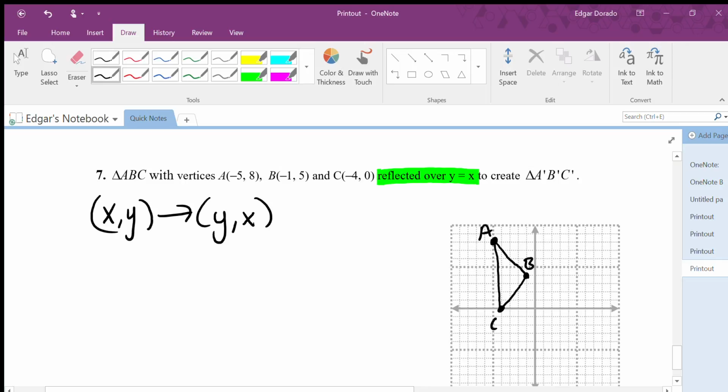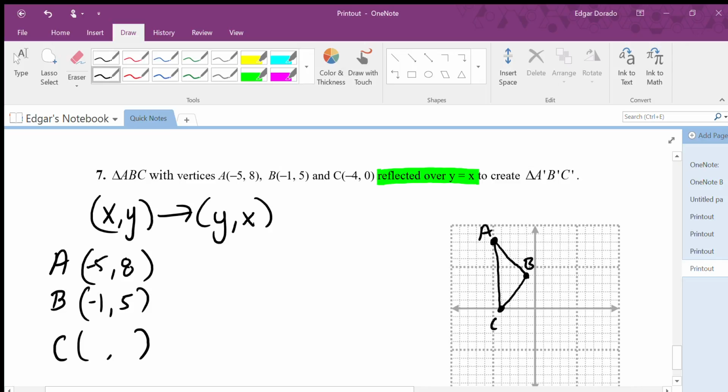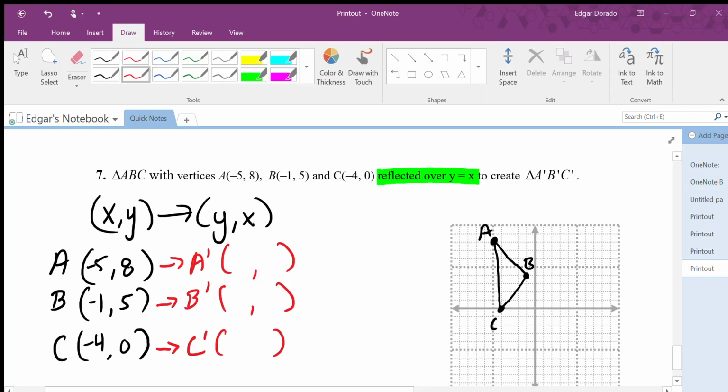Now let's go ahead and write down all of my original coordinates. My original coordinates are -5, 8, -1, 5, and -4, 0. But we are reflecting here. Now all of my coordinates, so A prime, B prime, and C prime, are going to switch roles here. All my x's are going to turn into y's, and all my y's are going to turn into x's.